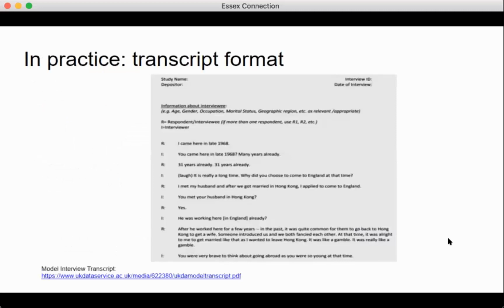As an example, here you can see how a transcript can look and the information it should contain. It is clear who is speaking when, so we have respondent, interviewee, or interviewer, sorry. And it is clear who they are. There are line breaks in between, and there is useful information at the top about who is being interviewed, right? So the different demographic information, age, gender, occupation, etc. And you can have a closer look at this example using the link provided at the bottom of the slide here.